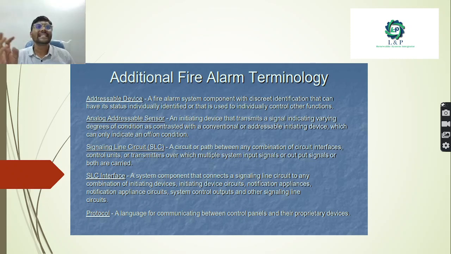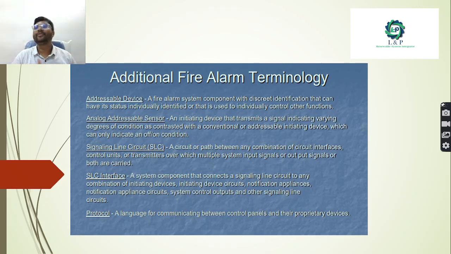Next is the SLC, that is signaling line circuit. It is a circuit or a path between any combination of circuit interfaces, control units and transmitters, over which multiple system input or output signals, or both, are carried with the help of this SLC, the signaling line circuit.